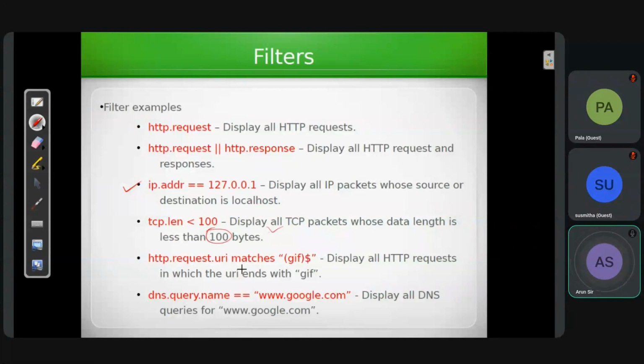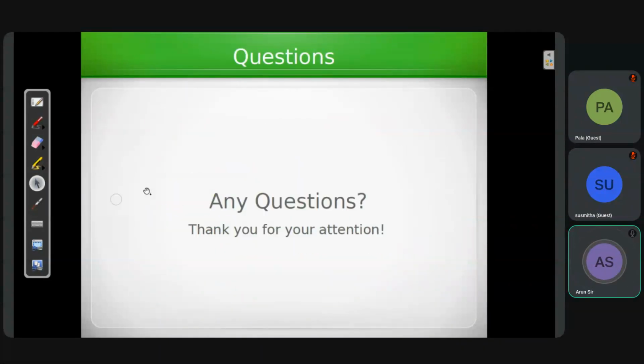Then there is a request URI match. Sometimes we can match it with a particular request, let's say if any URI is ending with GIF. You can just use this particular format and you can get the filter as per that only. You can also filter by DNS name. Let's say I want the DNS query name as google.com. It will display all the queries that have been running throughout the analysis period for this particular website. So this is how we can use different filters or conditions.